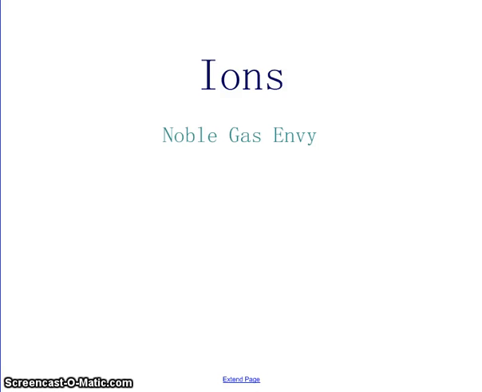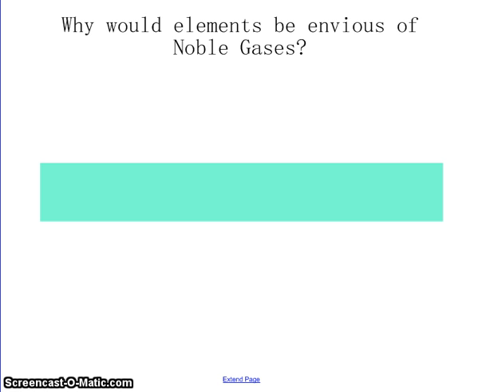Today we're going to be talking about ions. The subtitle for this is Noble Gas Envy. And if you're not sure, envy means to be jealous. So right now atoms are jealous of the noble gases. The question is, why would these elements be envious or jealous of noble gases?